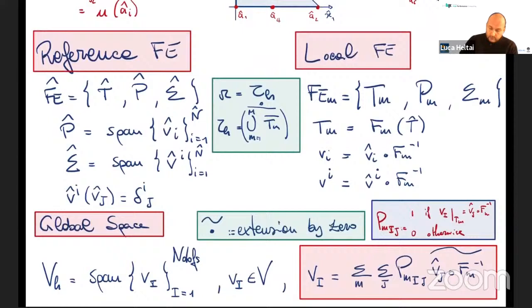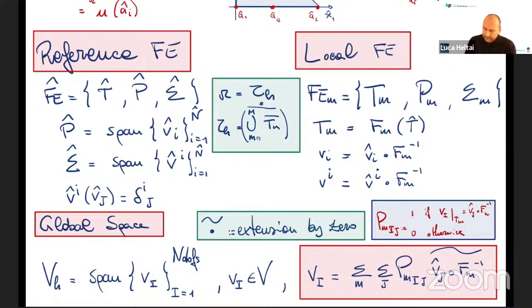Once you obtain this, you go to a global space, which is capital Vh as the span of the basis functions vi, where i goes from one to n, through a global numbering, which is constructed to make sure that every function that you have constructed in this way actually belongs to the space that you want to approximate, capital V. So typically, if capital V is H1, then you want to ensure that vi is continuous, and you can choose the local-to-global index map in such a way that this is satisfied. In other words, the way to construct the global basis functions is by extending by zero the local basis functions outside the M triangles.